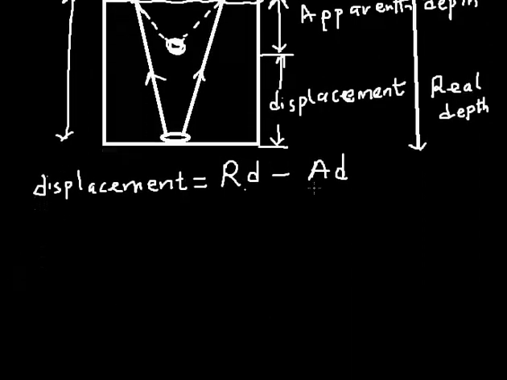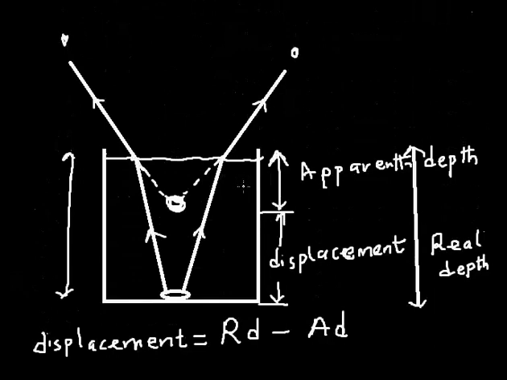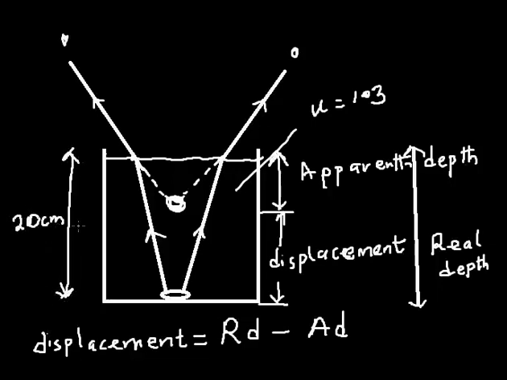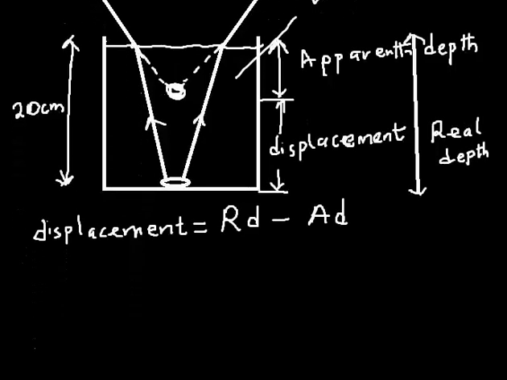Let's look at an example. Let's say this medium is made up of water. The refractive index of water is 1.3. And let's say that we have this container. The depth of this container is 20 cm.